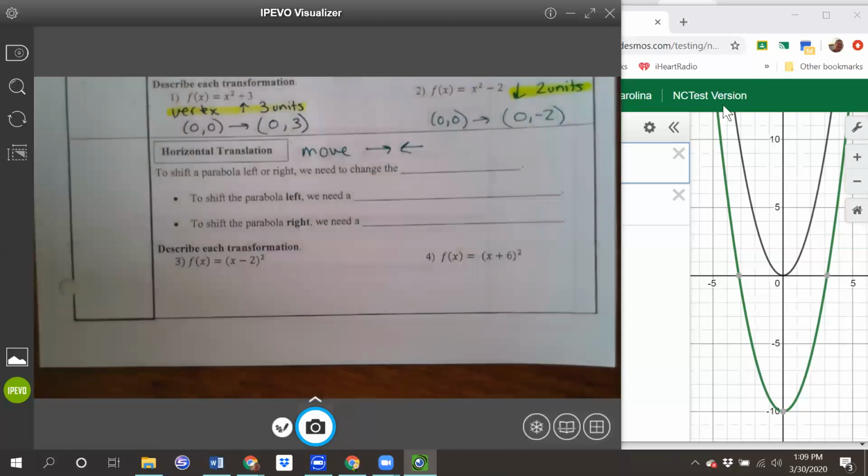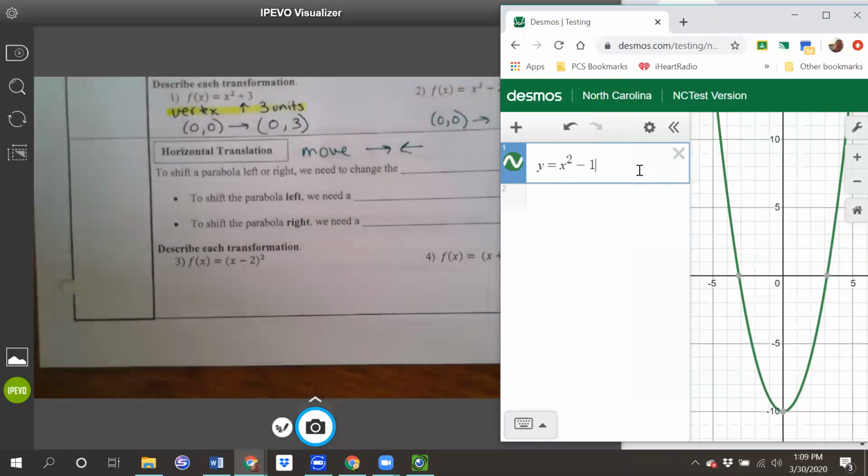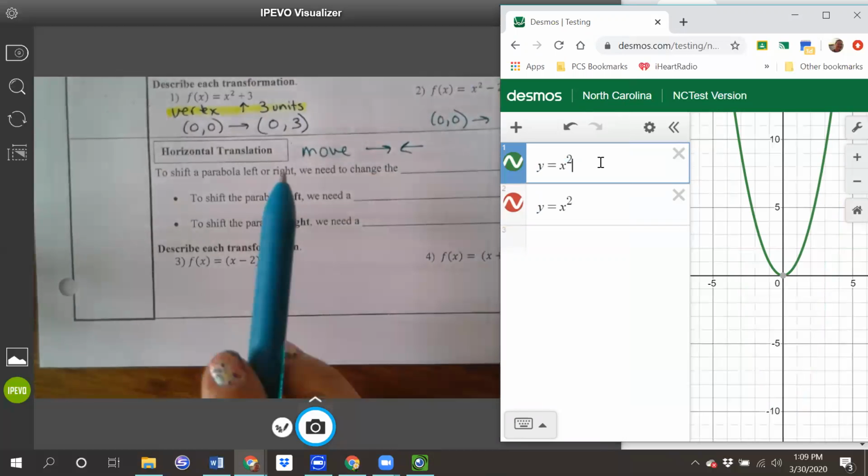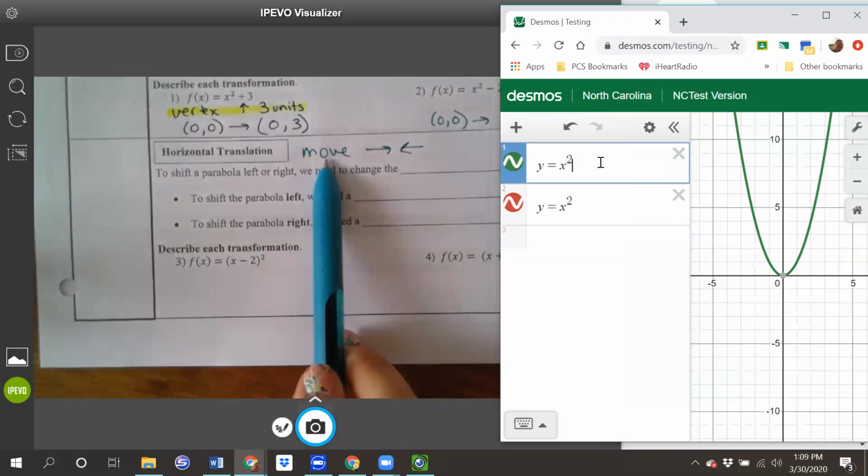So let me go back here and oops, that's not what I wanted to do, but oh well. Let me get rid of that and go back to my parent function. I'm just going to copy and paste that here. Okay, so looking at our parent function, we need to move things to the left and to the right.